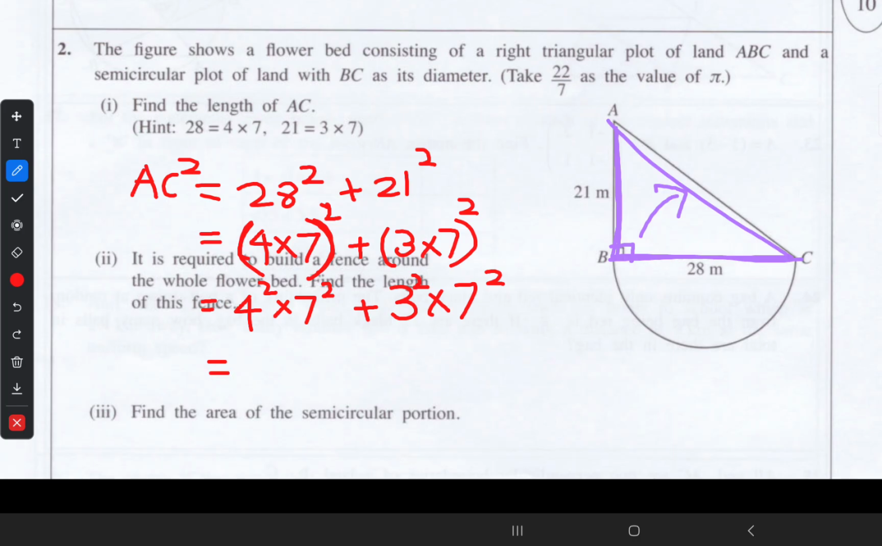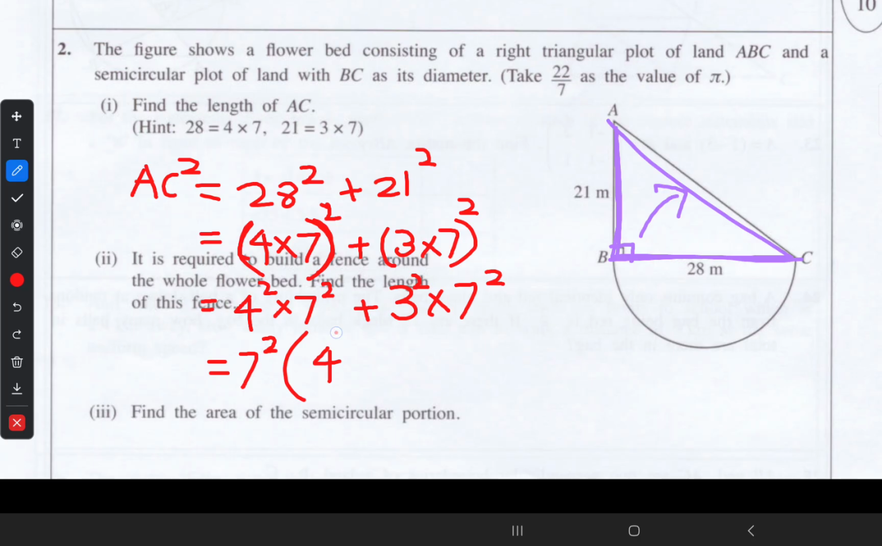Then, after that, here you have to think about the factorization. Factorization. That means both of these components have 7 square. Don't expand this. 4 square 16, don't do like that. Before that, we can get a factor. That is 7 square because both of these components have 7 square. So we can select 7 square as a factor.